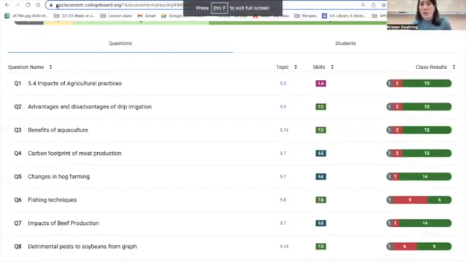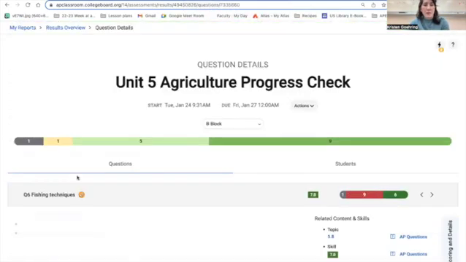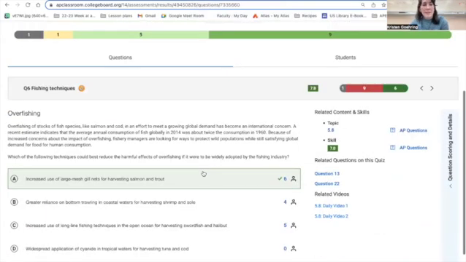Okay, so I wanted to talk about some of the questions on this progress check that were widely missed. So we'll start with the fishing techniques one. We're looking at different techniques that can reduce the effects of overfishing. So we're trying to minimize the amount of exploitation of individual fisheries as possible.